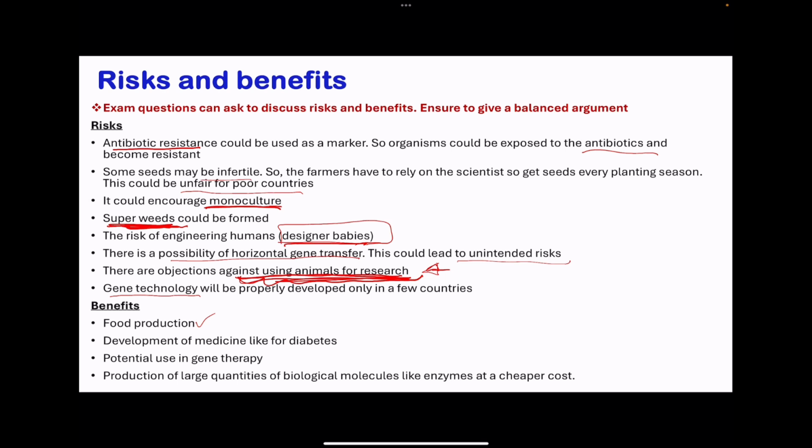There is development of medicines like those for diabetes. This is already available and we have seen the benefits from it. There is potential use in gene therapy like we see in cystic fibrosis, potentially altering the DNA so that we can overcome certain genetic diseases. And there is a chance of production of large quantities of biological molecules like enzymes at a cheaper cost, and the time frame is going to be short. And that will be beneficial to people who will be lacking those biological molecules or those who use them in specific processes of their life.